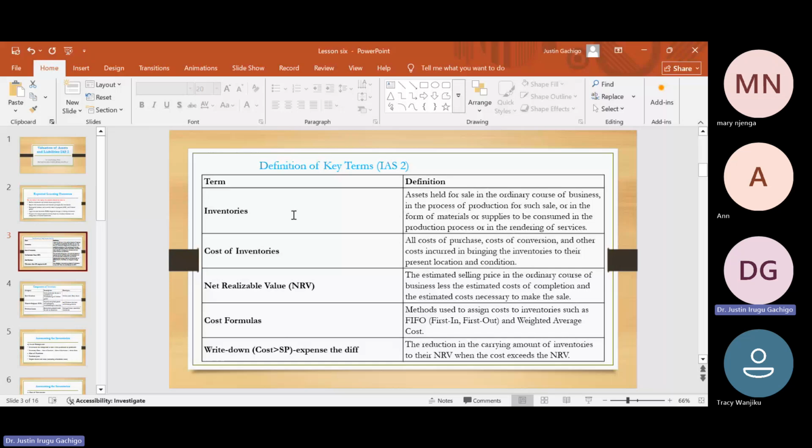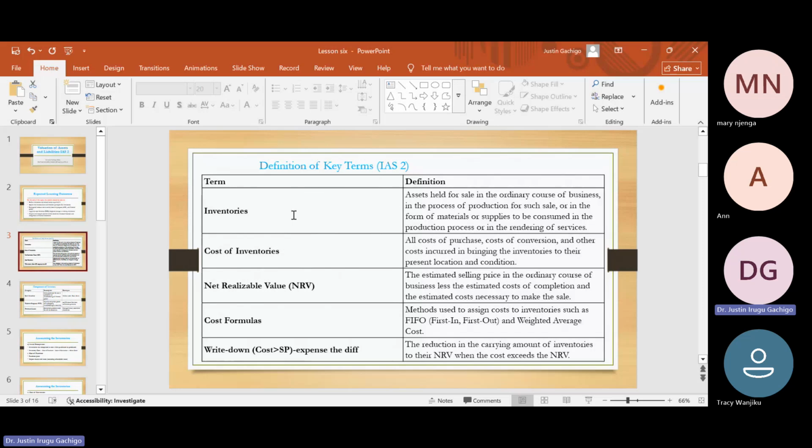For example, maize is a raw material, but it's an inventory. Then we have the finished product, that is the packed uga. Again, that's a finished product. So we are going to look at the various types of inventory, but that's just a simple example.